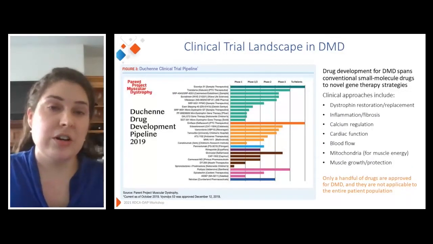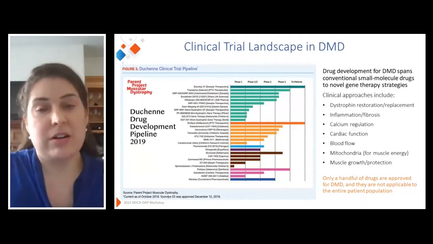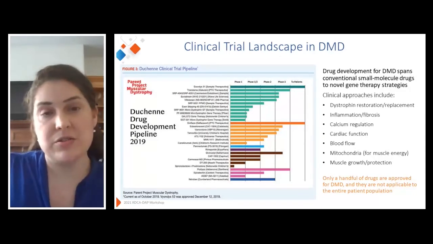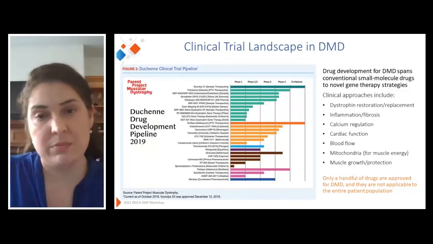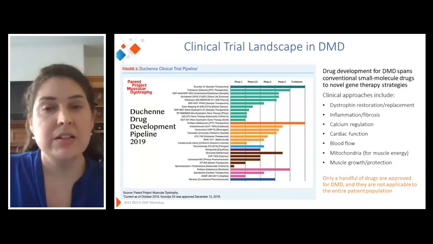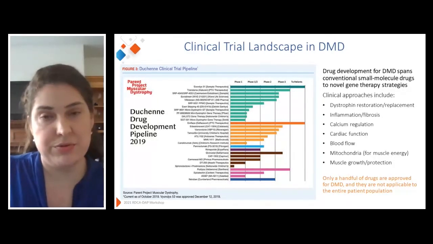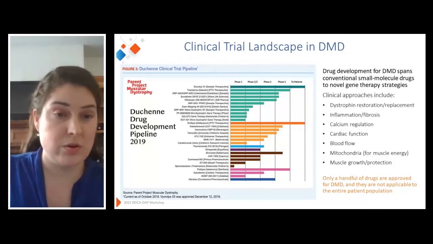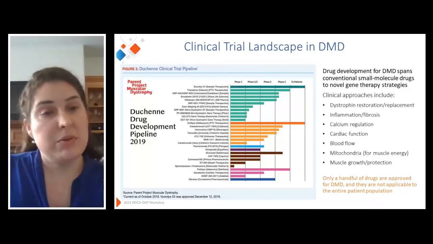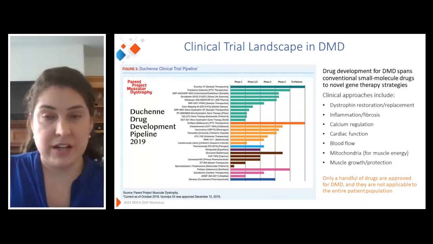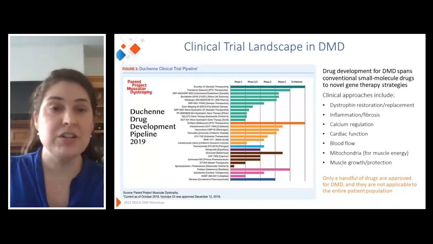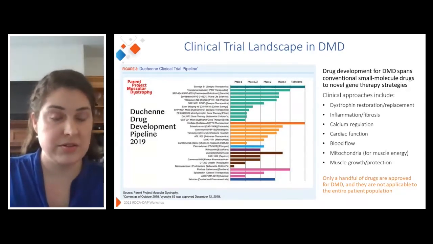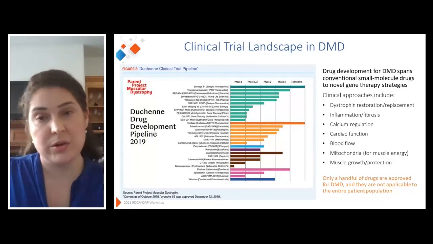So this is a chart that summarizes the clinical trial landscape in DMD. I mentioned that there's no current cure to stop, halt, or reverse the disease. There are a handful of drugs that have been approved. Predominantly, the standard of care is administration of glucocorticoids. There are a couple of other therapies that have been developed, but actually there are regional differences in how these therapies have gone through the regulatory process.